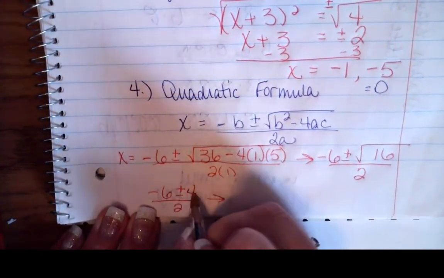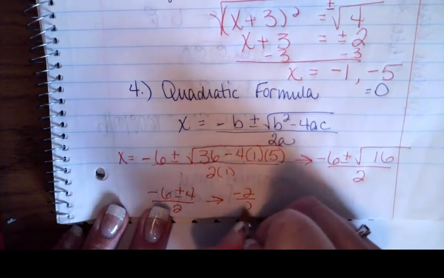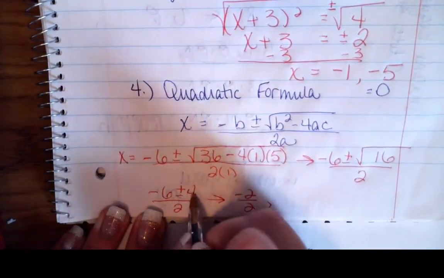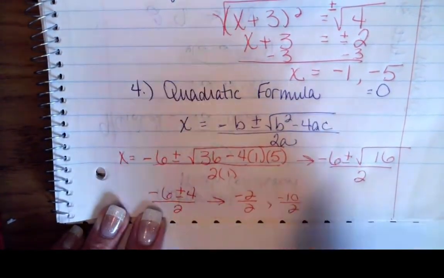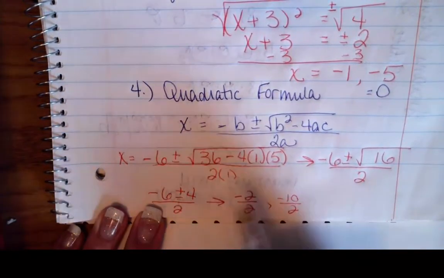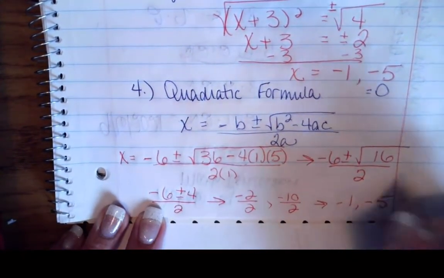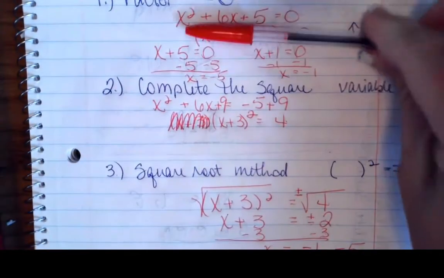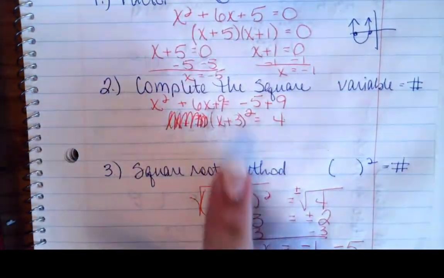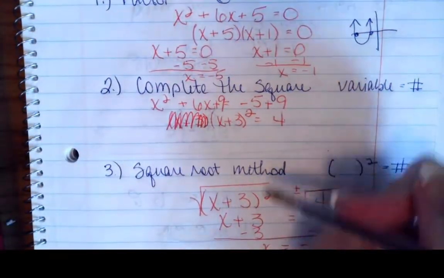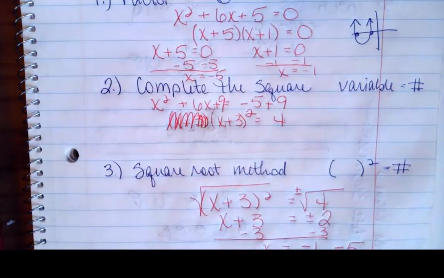So now I got negative 6 plus 4 is negative 2. Negative 6 minus 4 is negative 10. Both of those are over 2. And this reduces to negative 1. And that reduces to negative 5. So I did it, because completing the square was just a method to get us to here. And I got the same answers.